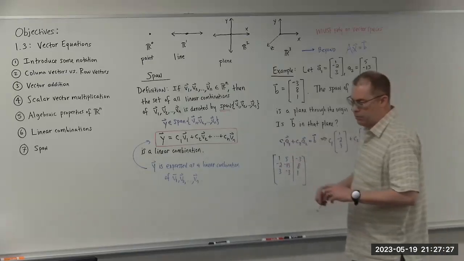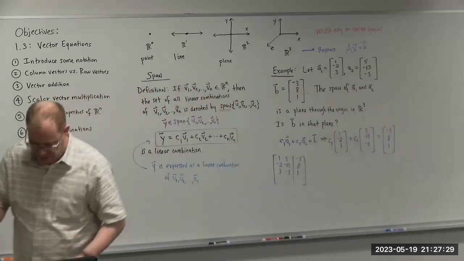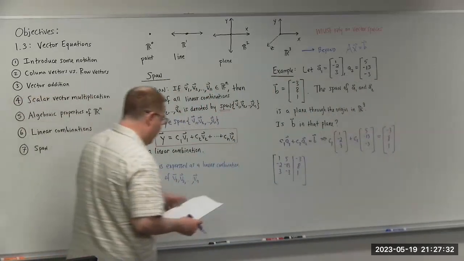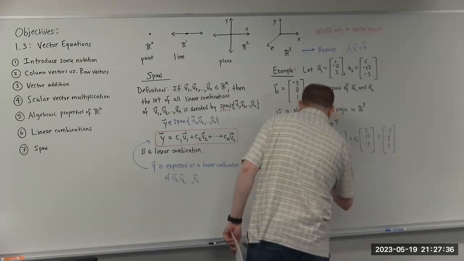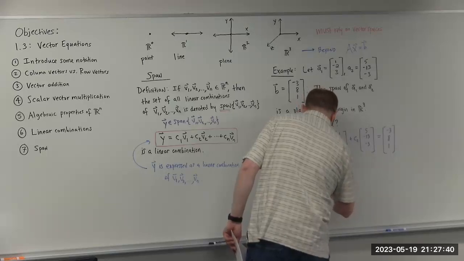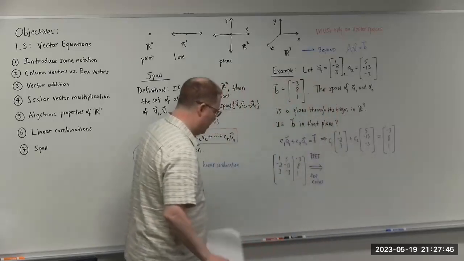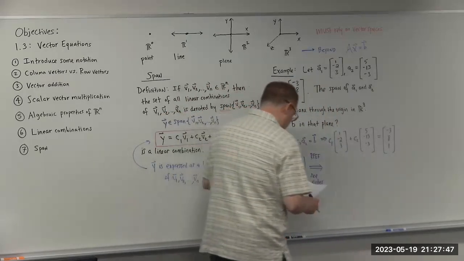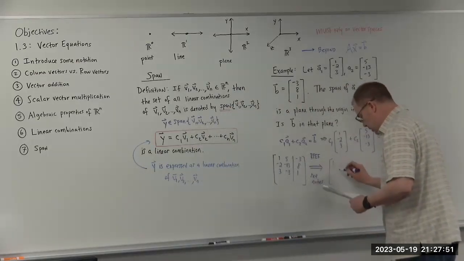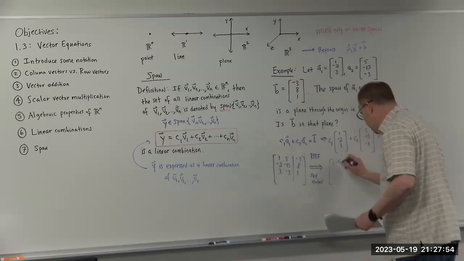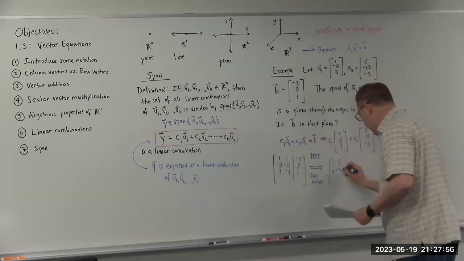I'm not going to write up the details here, but those details, the elementary row operations, are provided in my notes. Going through the steps, we end up getting this: 1, 5, 0, -3, and then 0 and 0.